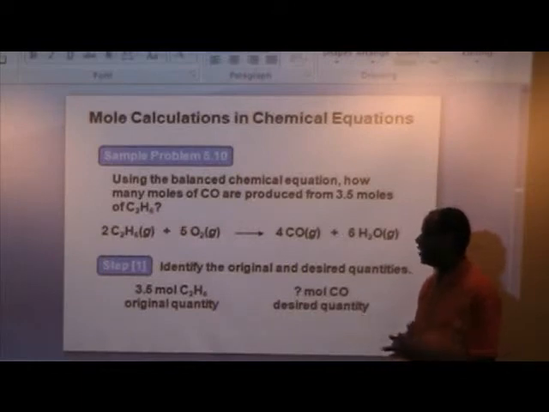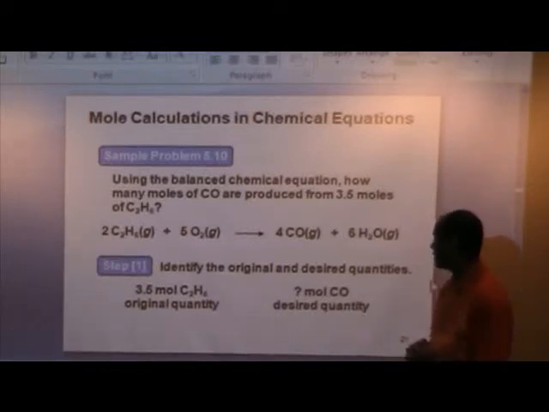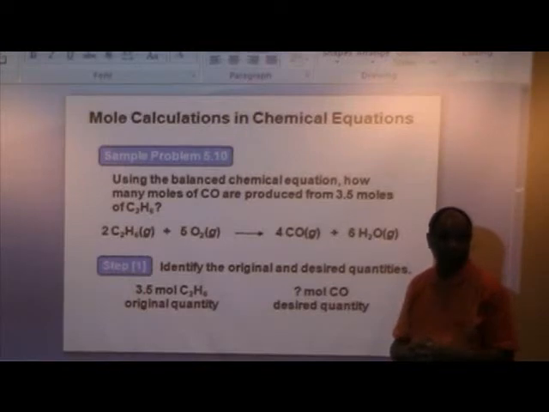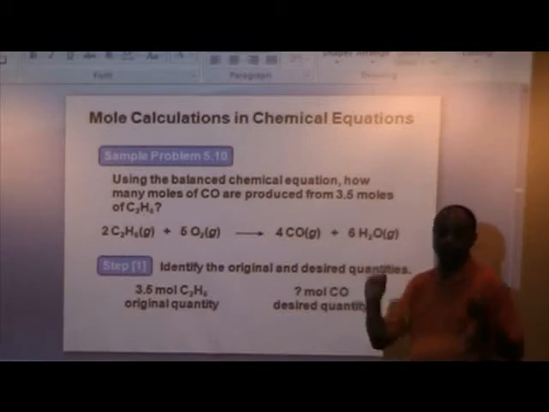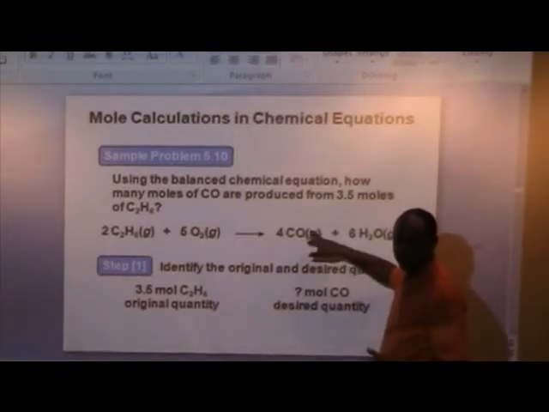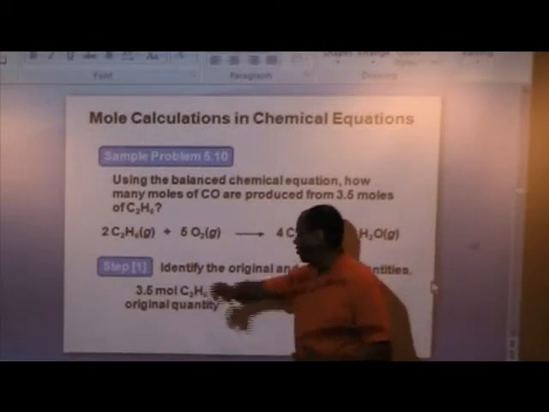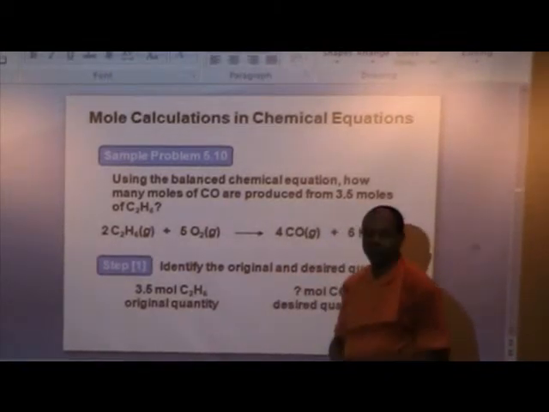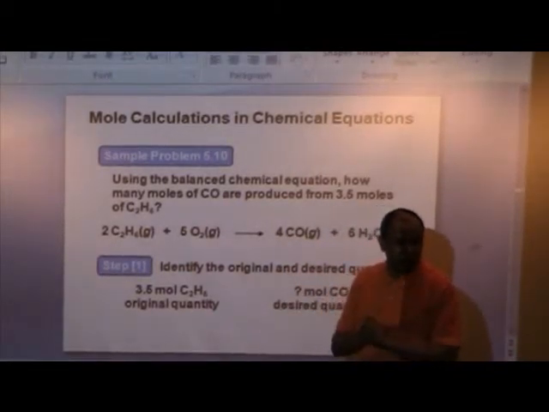If I have 2 moles of ethane, how many moles of carbon monoxide do I get? 4. So the ratio between ethane and carbon monoxide is 2 to 4. You see, that's the purpose of balancing the chemical equation. So if 2 moles of ethane produces 4 moles of carbon monoxide, well, if I have 3.5 moles of ethane, how many moles of carbon monoxide does it produce? That's how you need to ask.